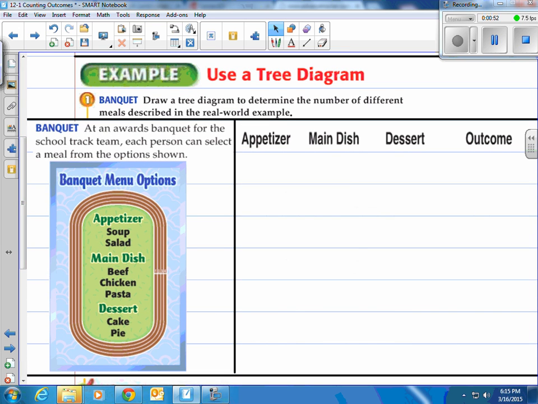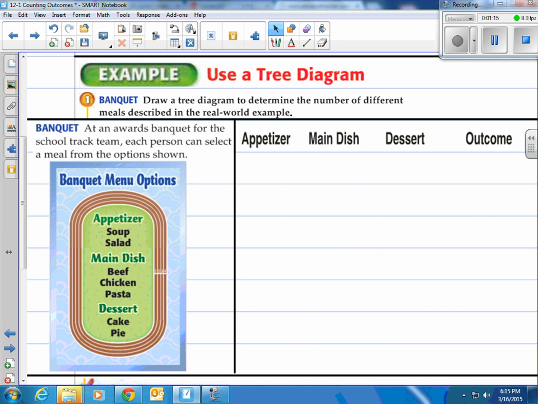All right, banquets. Draw a tree diagram to determine the number of different meals described in the real-world example. At an awards banquet for the school track team, each person can select a meal from the options shown. The banquet menu options are: appetizer, soup or salad; a main dish, which is beef, chicken, or pasta; and dessert, you either have cake or pie.